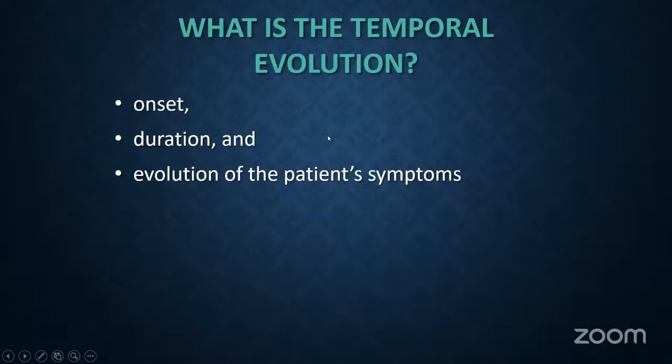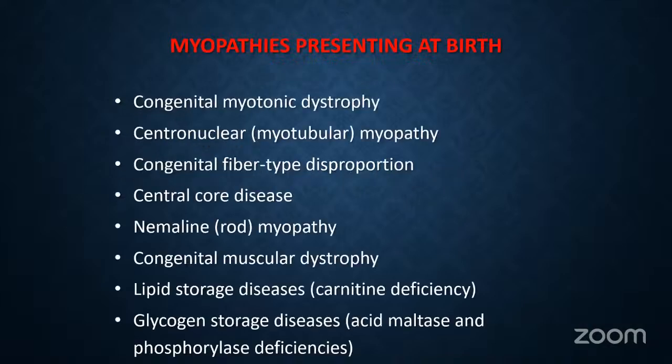Moving on to temporal evolution, we have to look at the onset, the duration, and the evolution of patient symptoms. Myopathies presenting at birth are congenital myotonic dystrophy, centronuclear myopathy, congenital fiber type disproportion, central core disease, Nemaline myopathy, congenital muscular dystrophy, lipid storage diseases, and glycogen storage diseases.